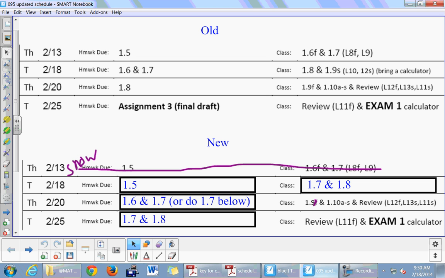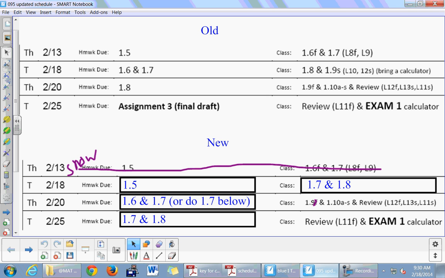The old calendar, I just copied the 4 lines that are relevant. The old calendar is at the top. It has been replaced by the new stuff at the bottom. So we lost Thursday because of snow, crossed it off. Today is Tuesday the 18th. The homework that was due last class is due now. I'll continue to check it in a little bit.